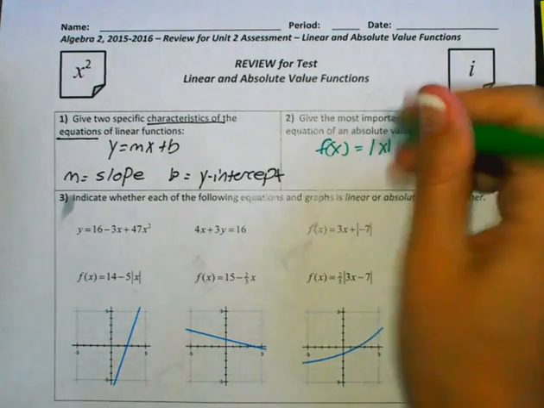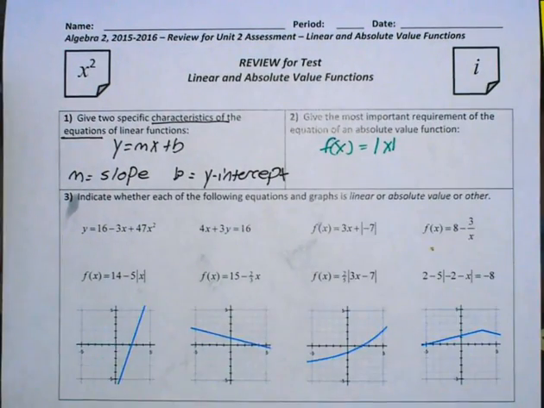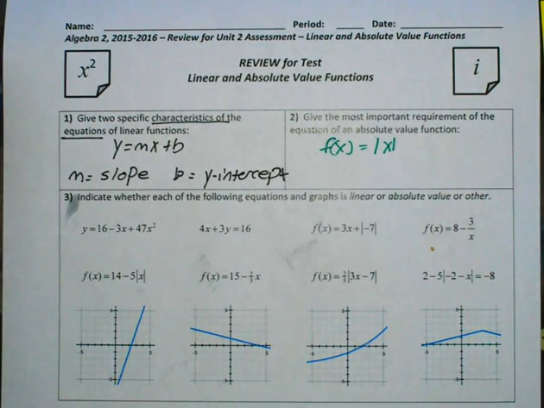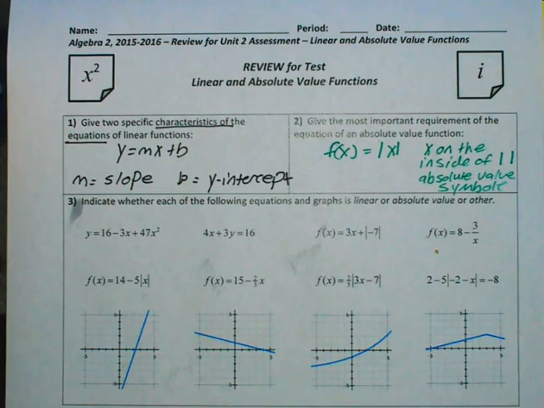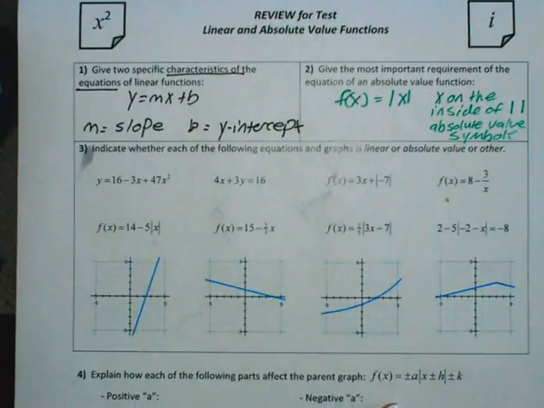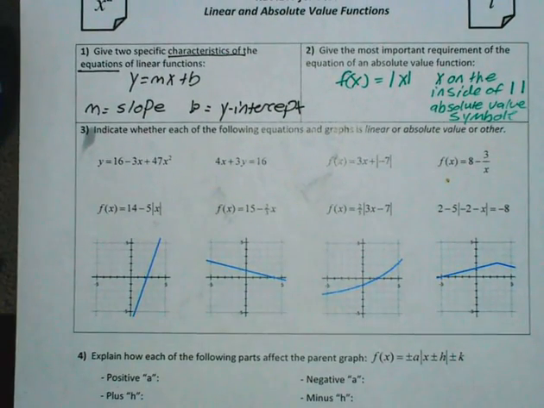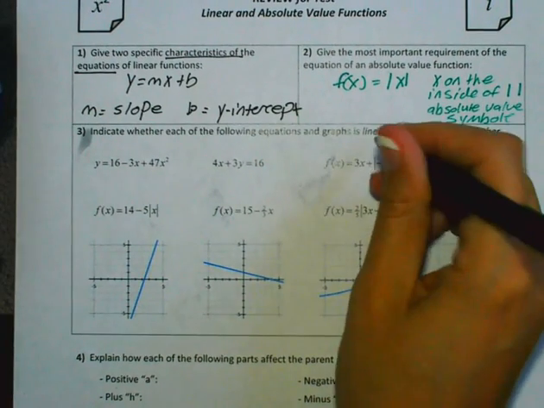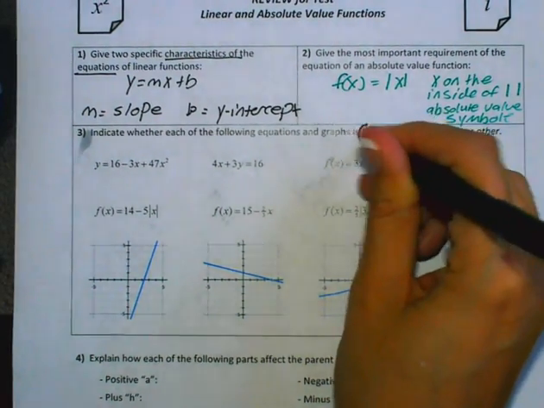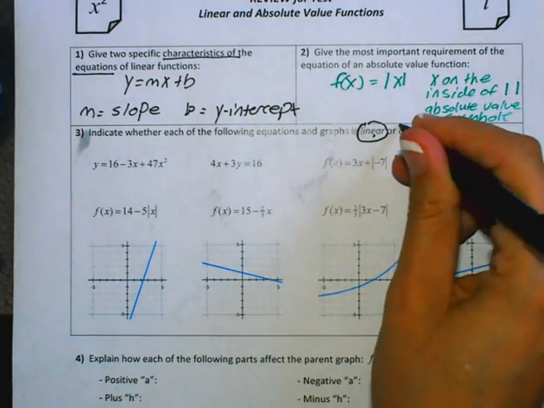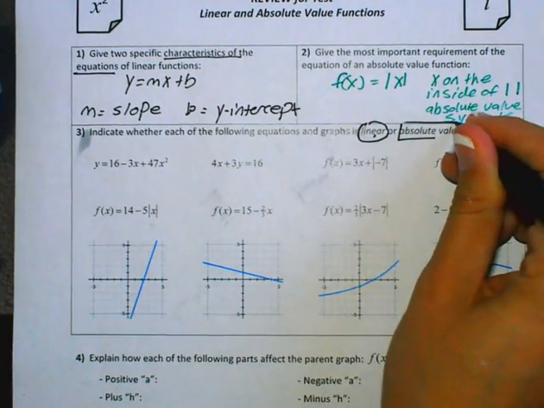Okay, so you have the absolute value sign, the x needs to be on the inside in order for it to be an absolute value function. So again, the x has to be on the inside of the absolute value symbol. Okay, the next one says, indicate whether each of the following equations and graphs are linear or absolute value. Okay, so we're going to put a circle around linear, and I'm going to put a box around absolute value.